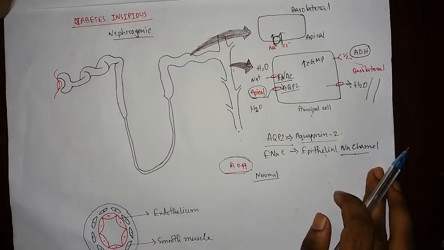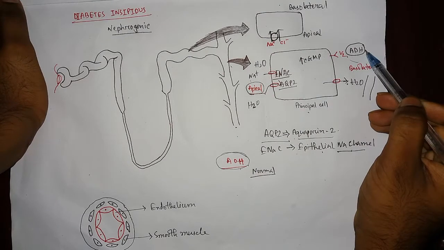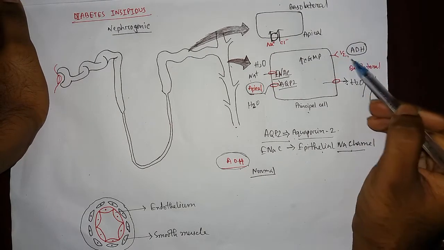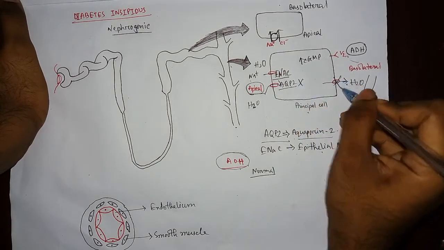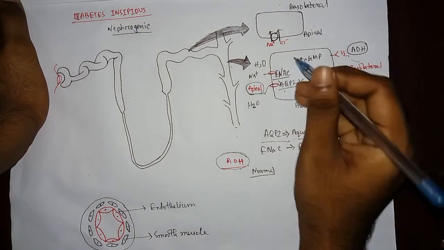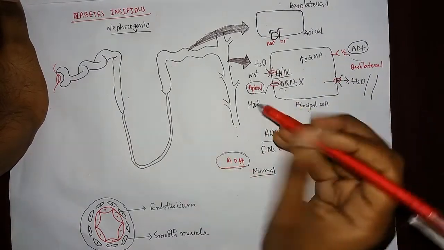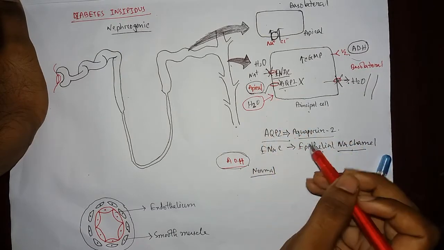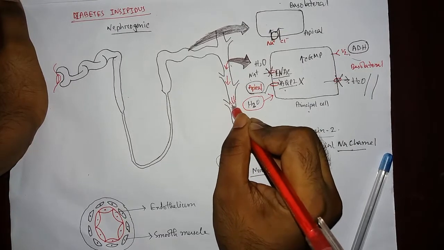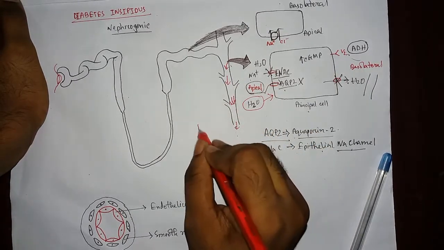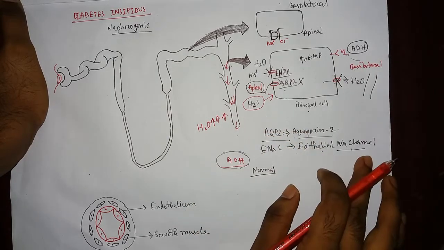So when you have antidiuretic hormone deficiency, or when your antidiuretic hormone cannot bind with the V2 receptor, you will lack aquaporin 2 channels, you will lack the epithelial sodium channel, so water cannot enter your principal cell. As a result, all the water will be excreted through your urine, so the water amount in your urine will be too much.